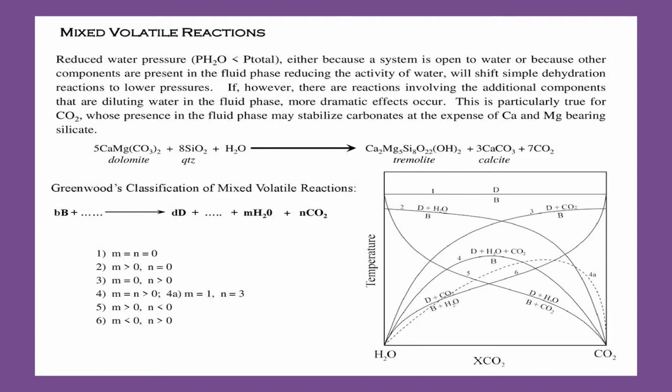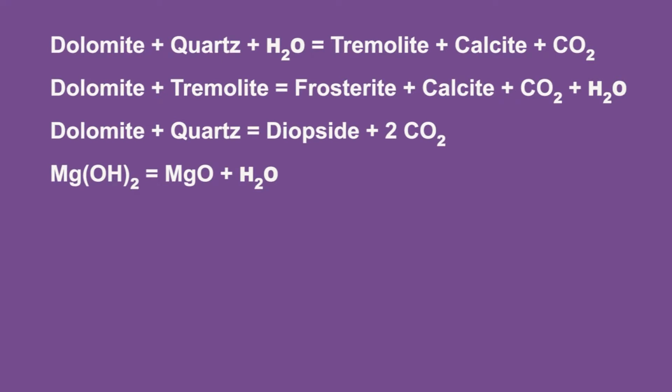Other examples are dolomite plus quartz plus water give rise to tremolite plus calcite plus CO2. Dolomite plus tremolite give rise to forsterite plus calcite plus CO2 plus H2O. Dolomite plus quartz give rise to diopside plus 2 CO2. Mg(OH)2 give rise to MgO plus H2O.